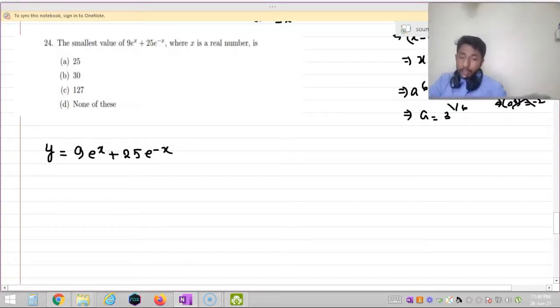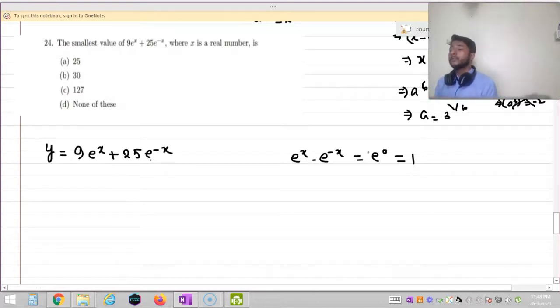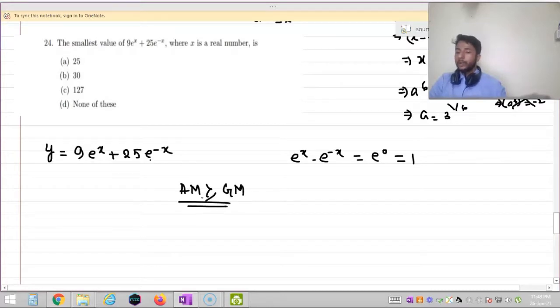You can see that here the power of e is x, and here the power of e is minus x. If we multiply both of these terms, we get e to the power x into e to the power minus x, which is e to the power 0, that is 1. So we can eliminate x if we multiply 9 e to the power x with 25 e to the power minus x. That is why we are going to use the AM greater than or equal to GM inequality.